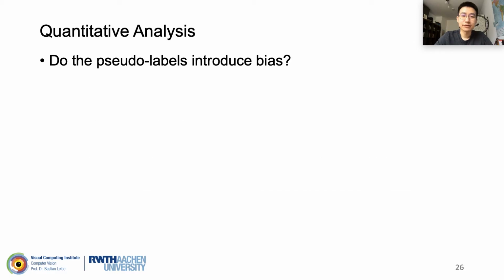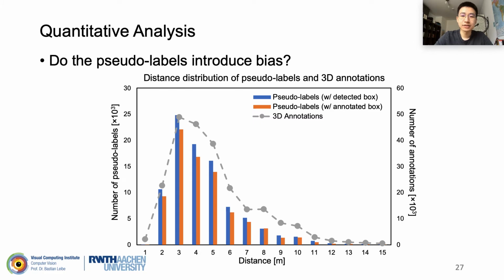Next, we want to know if the pseudolabels reflect the distribution of persons in the dataset, or rather they will introduce some bias. We plotted the distance histogram of pseudolabels on the left axis and the actual 3D annotations on the right. Overall, these two distributions share a similar shape, other than a small difference at the 2 to 3 meter range. So we conclude that pseudolabels don't introduce strong distance-related bias to the training.